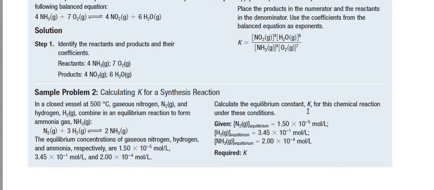The equilibrium concentrations of gaseous nitrogen, hydrogen and ammonia are provided here. 1.5 times 10 to the power of negative 5 is gaseous nitrogen. 3.45 times 10 to the power of negative 1 mole per liter is the concentration of hydrogen at equilibrium. And finally 2 times 10 to the power of negative 4 mole per liter is the equilibrium concentration of ammonia.